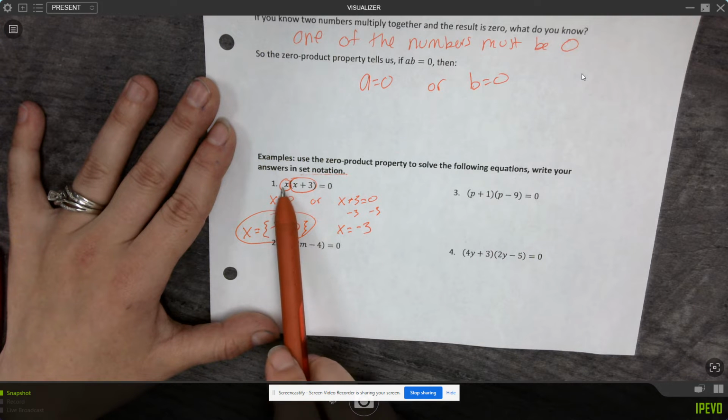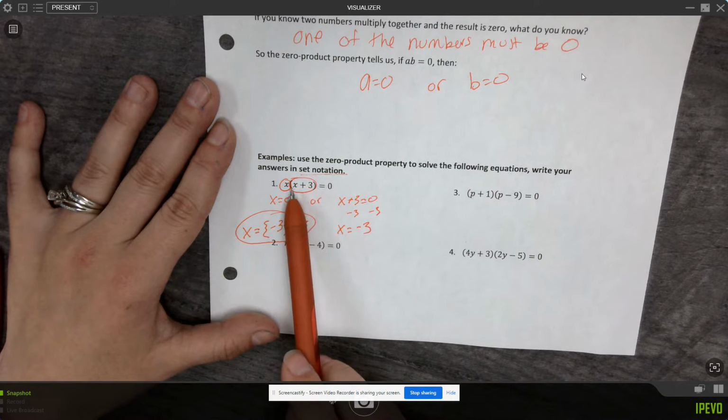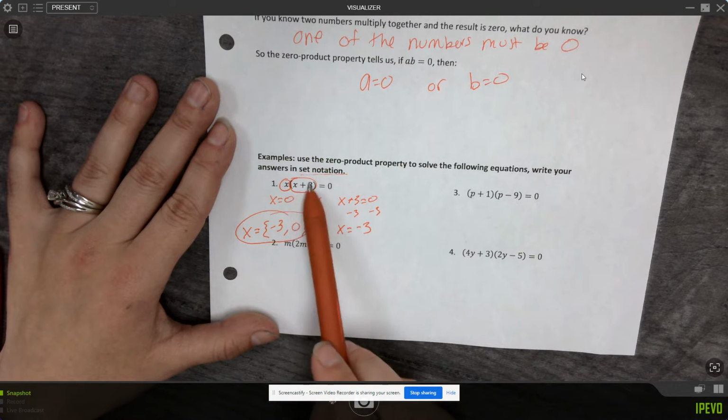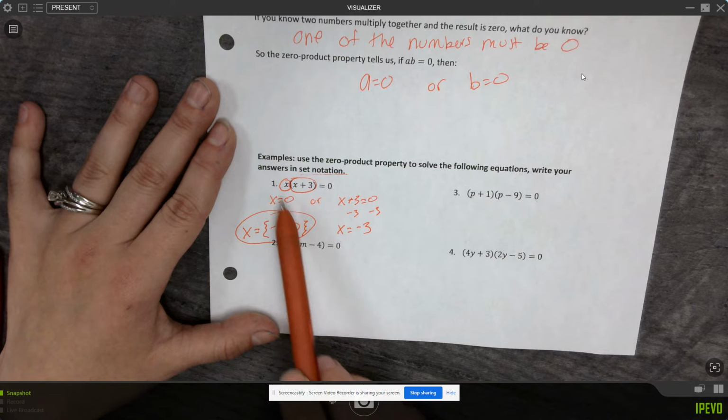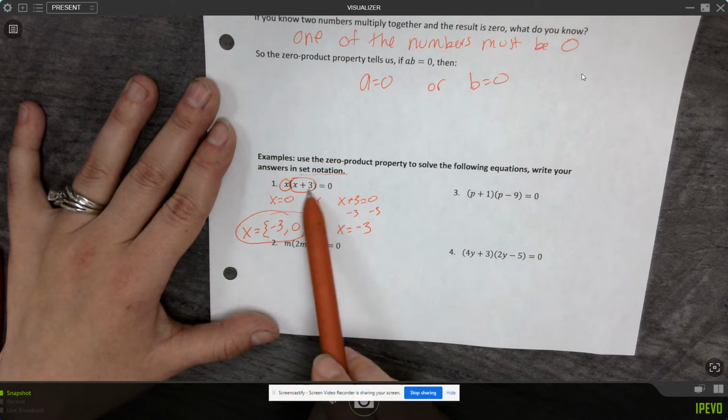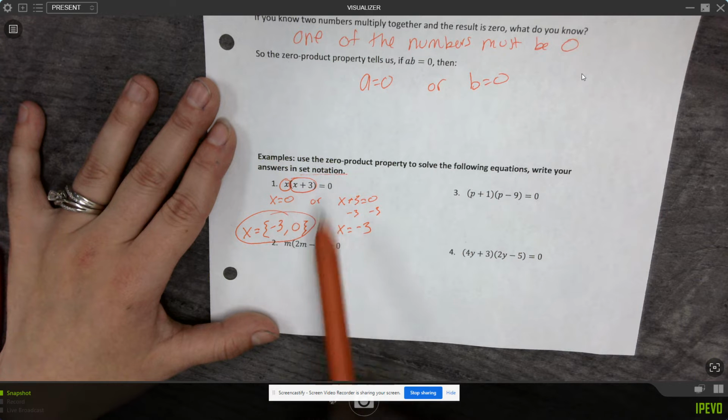Because -3 times, in parentheses, -3 plus 3, well, -3 plus 3 is 0. -3 times 0 is 0. Or if I plug in 0 for x, 0 times 0 plus 3 is 3. 0 times 3 is 0.